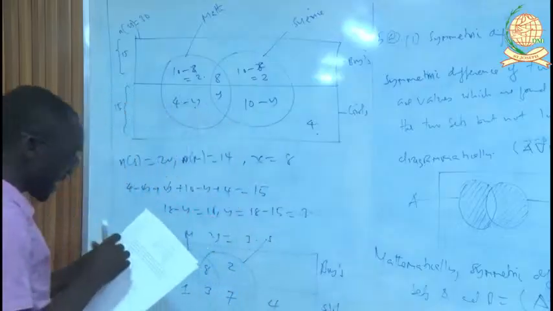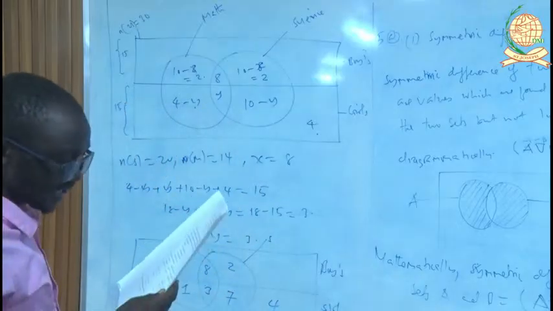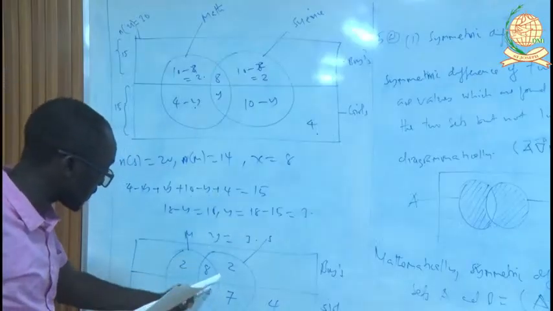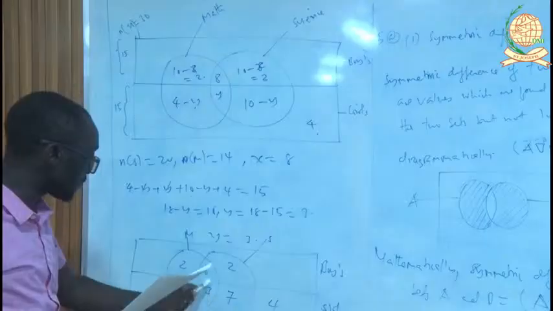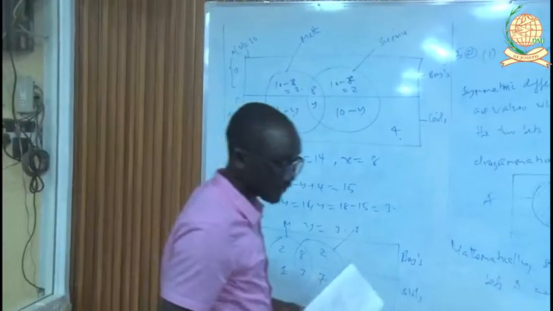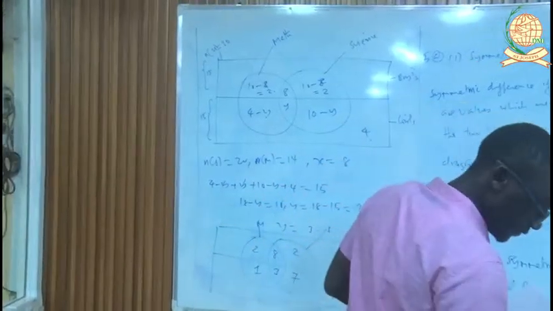So the question says, how many pupils in the class study both science and math? Which is the intersection here? Both: 3 girls, 8 boys. So it is the combination of them, which is 11. So you can write there.